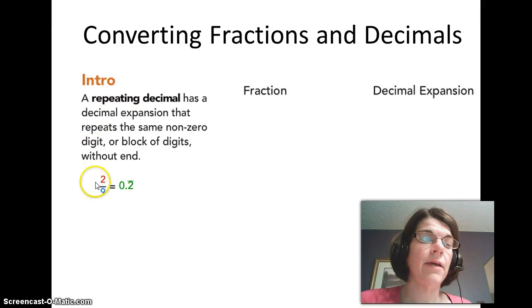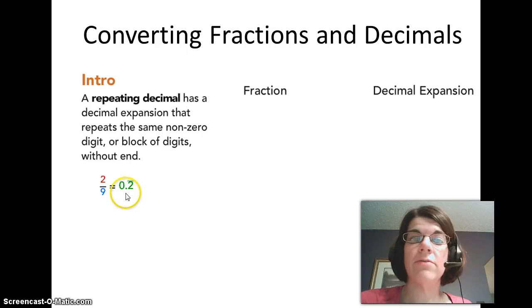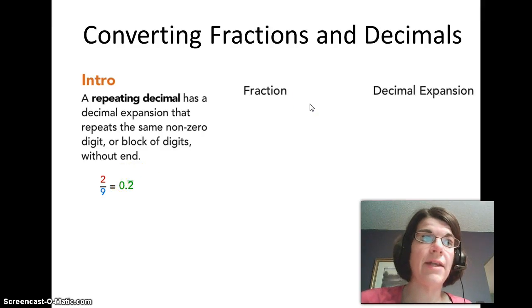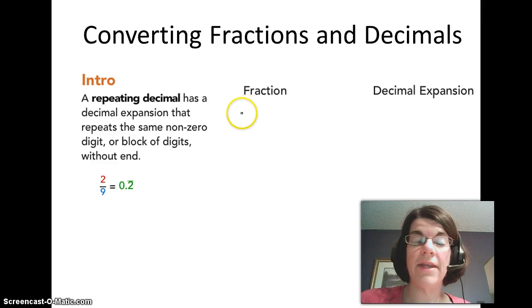It turns out the answer is 0.2 repeating, and if you see there's a little green line above the 2, and that means it repeats or goes on and on without end. And I'm going to show you why that is.